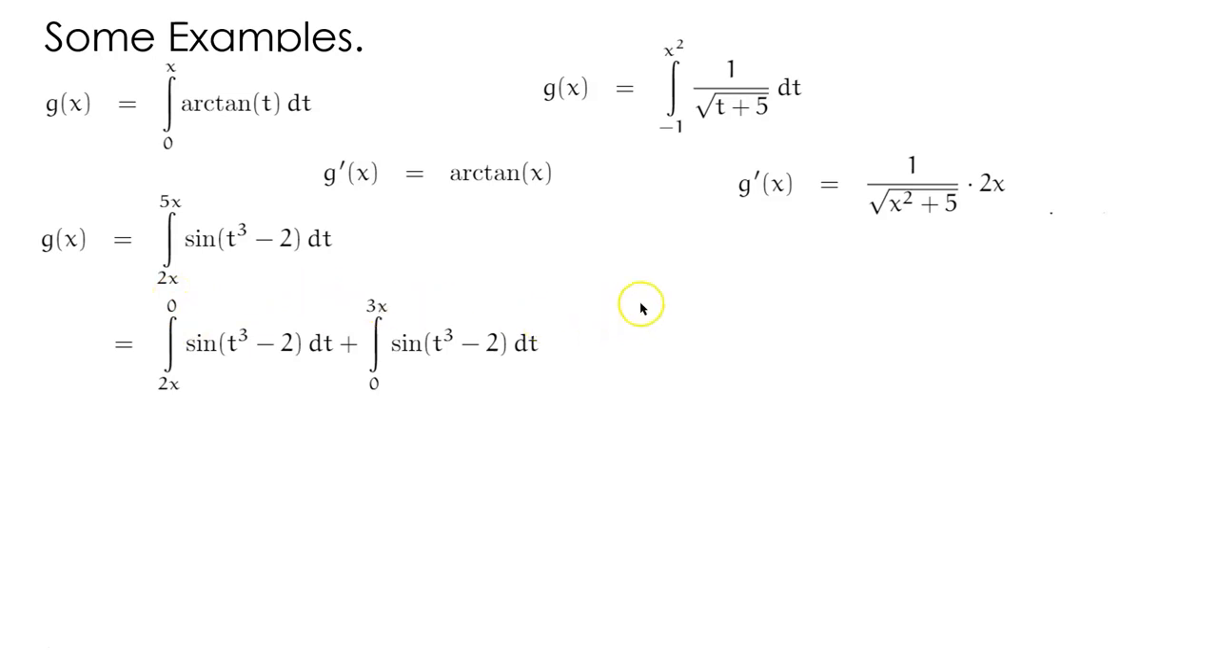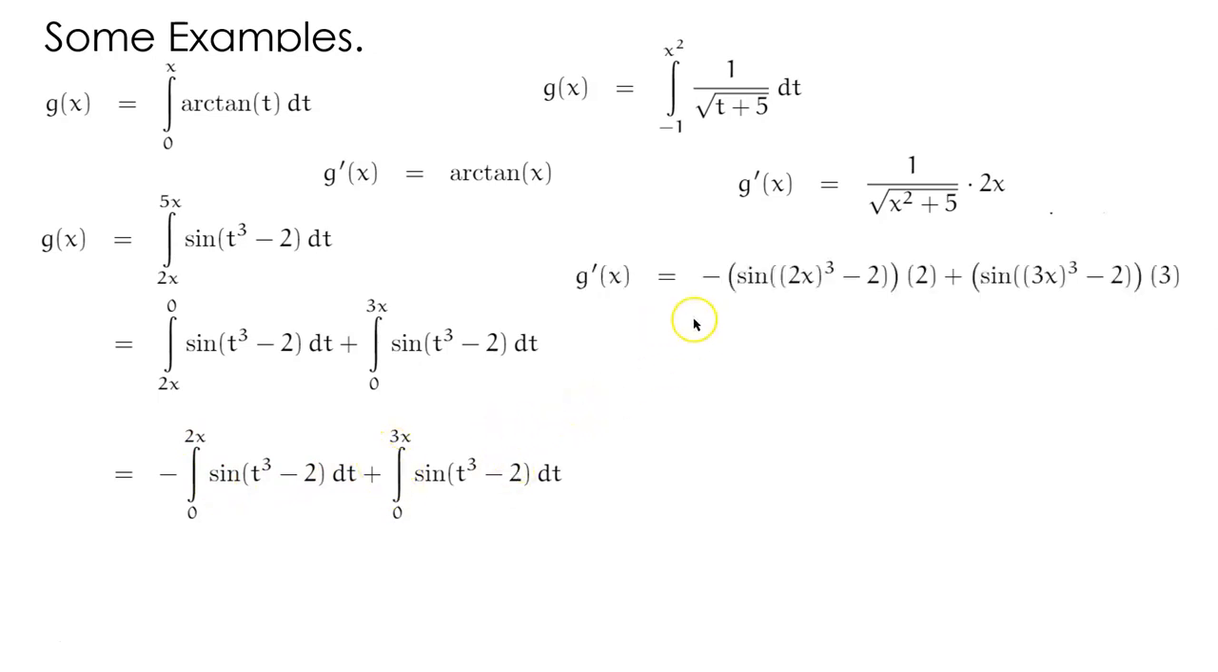As you may recall from class, or maybe not, if you flip the limits of integration, it becomes negative, because the base is now a negative length instead of a positive length, if you think about it that way. So I can rewrite that as negative the integral from 0 to 2x of sine of t cubed minus 2 dt. Now I can take the derivative.